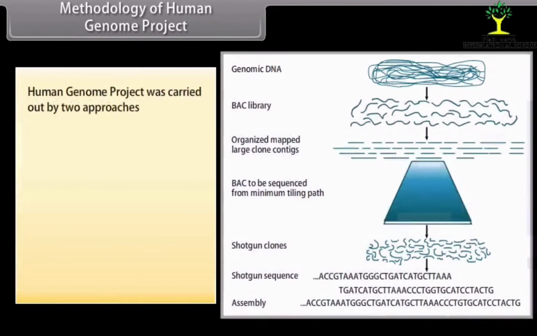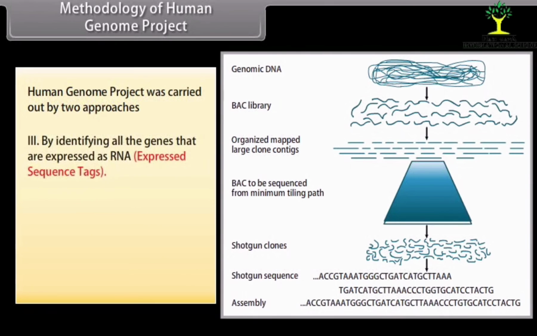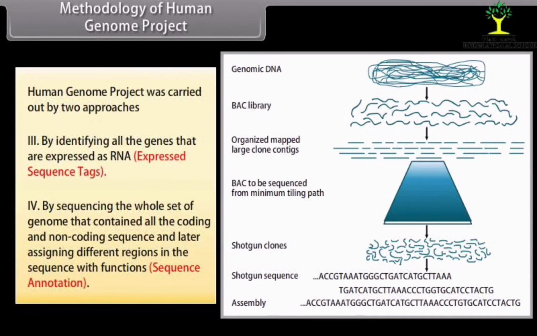Methodology of Human Genome Project. Human Genome Project was carried out by two approaches: by identifying all the genes that are expressed as RNA, expressed sequence tags, and by sequencing the whole set of genome that contained all the coding and non-coding sequence and later assigning different regions in the sequence with functions, sequence annotation.